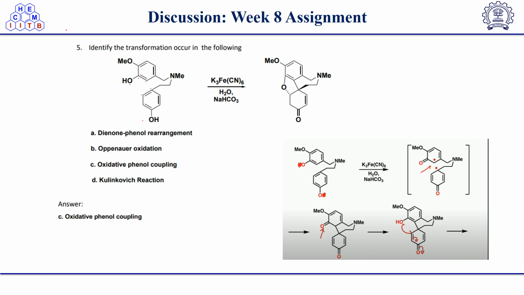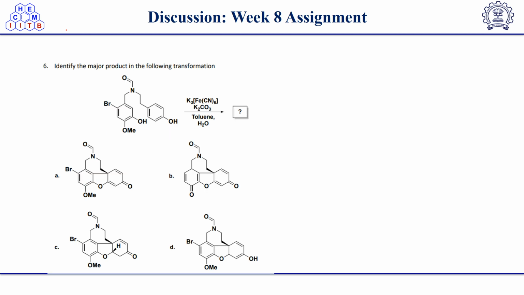Moving to the next question, that is, identify the major product in the following transformation. So here also this particular compound is treated with potassium ferricyanide and K2CO3 in toluene water condition. Out of these four, which will be the major product? As we discussed in the last question, it is clear that the mechanism will be oxidative coupling, and which will be the major product out of these four options.